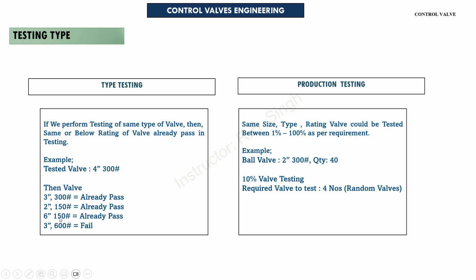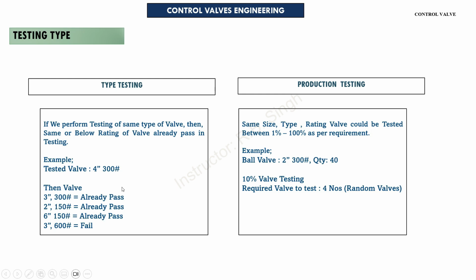This valve is also passed, although its size is more, but its rating is lower than the tested valve, so it will already pass. But the 3-inch size with 600-pound rating valve will not pass. We have to test it separately. So this is called type testing.